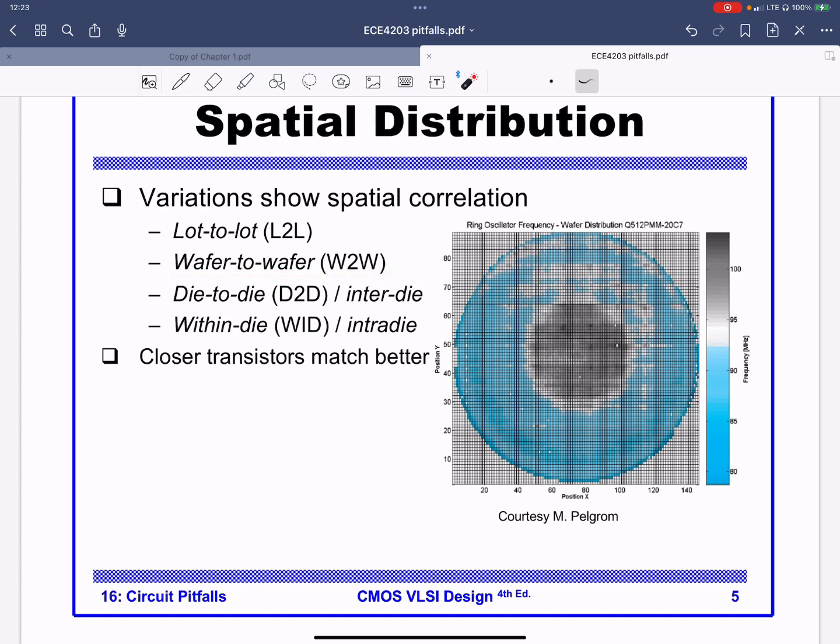So even in the same process run, each run is either 12 or 24 wafers. Some of the wafers could be different than other ones. I was talking to a person with a lot of experience in production, and he would always be looking for possible variations in the first and last wafer of the lot. So let's say you got a 24 wafer lot. The first and the 24th wafer could be very different.